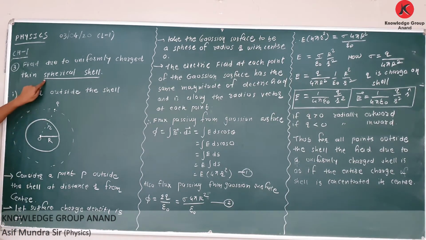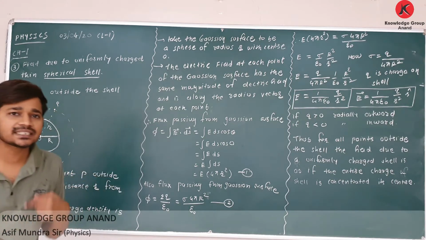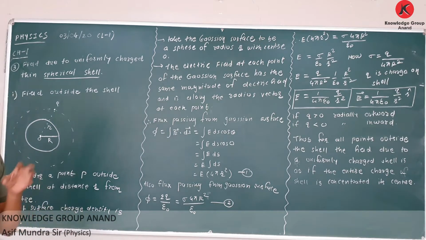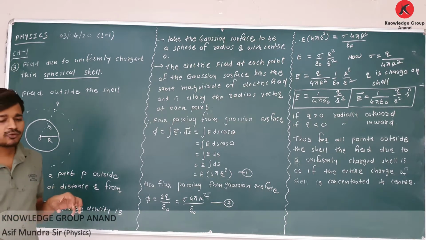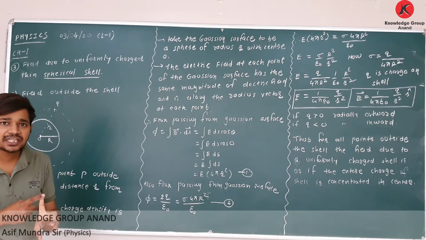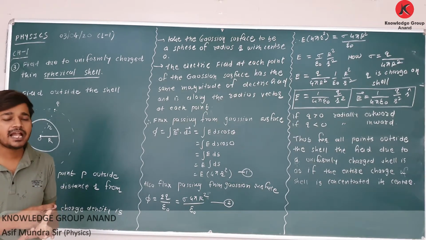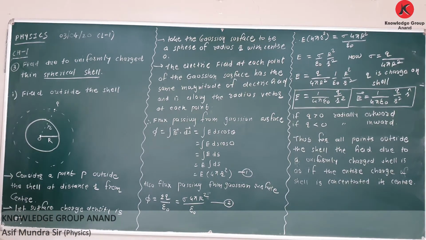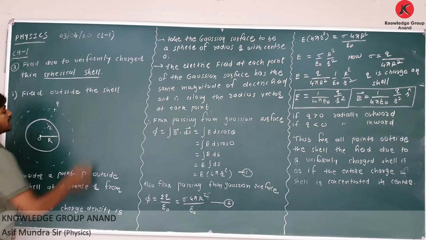You have to find the electric field due to a spherical shell. Shell means it has matter only on its surface, so it has charge only on its surface. So due to the shell, you have to find the electric field. We will consider 3 cases: outside the shell, inside the shell, and on the surface of the shell. First of all, we will find the electric field outside the shell.